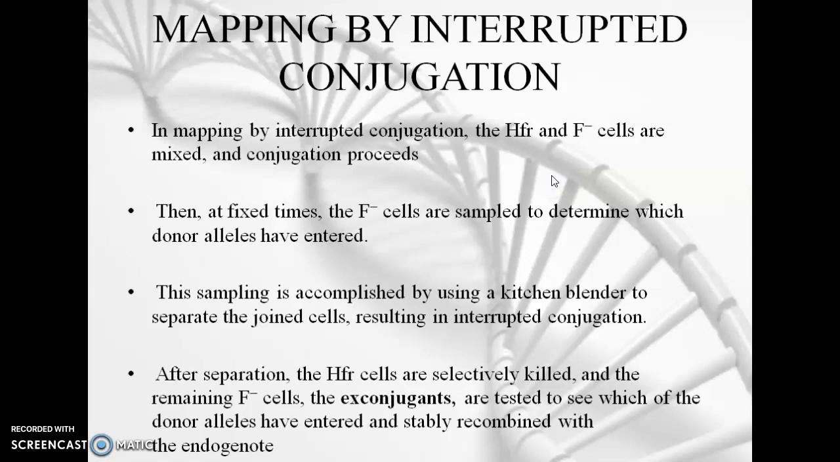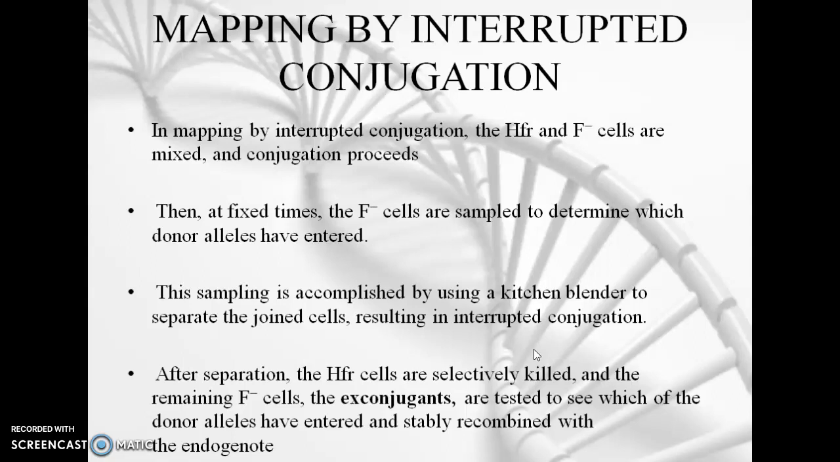the recipient cell. Now this sampling is accomplished by separating the joined cells by using a kitchen blender, resulting in interrupted conjugation. And after separation, the HFR cells are selectively killed. How are they selectively killed? We have already discussed in the previous section.